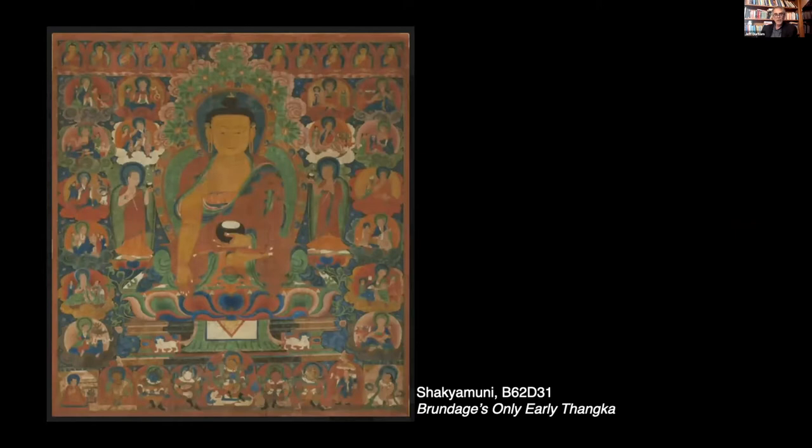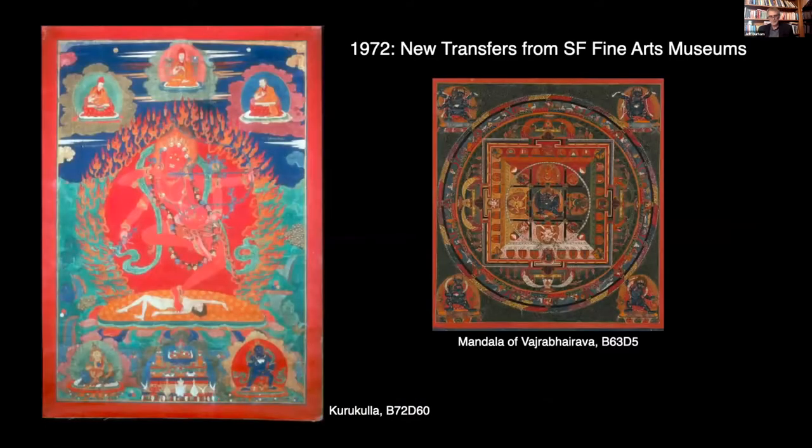It's a vibrant and very steady Bhumisparsha Shakyamuni, and it was displayed at intervals in the old Asian Art Museum in Golden Gate Park. But then, in '72, something happened that changed the game for the Asian Art Museum. The fine art museums in San Francisco transferred a number of Tibetan works from their collection to us. If you take a look at B72D60, which is a late Mori style Kurukulla, this object is from the collection of one Catherine Ball. It is not a Brundage object at all.